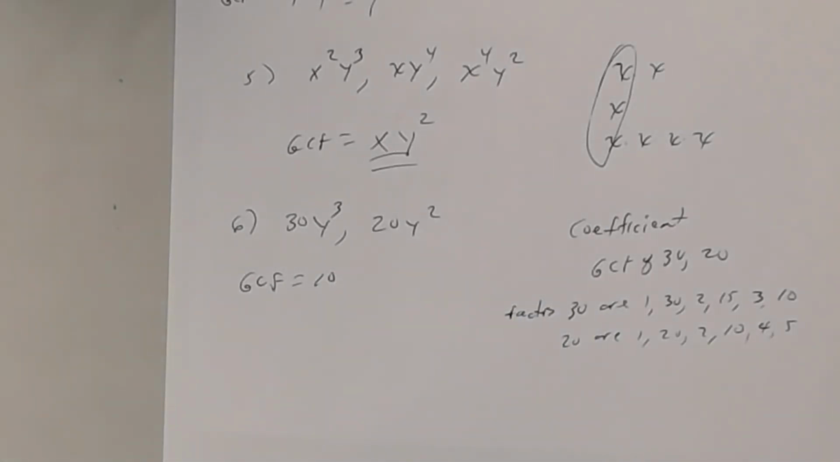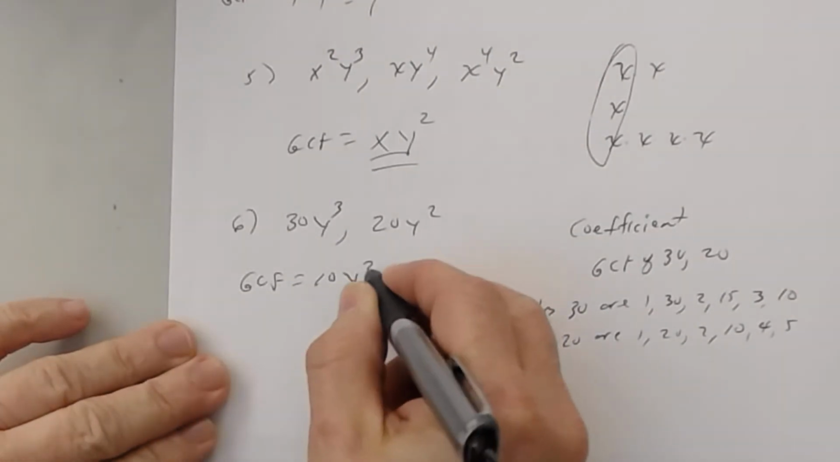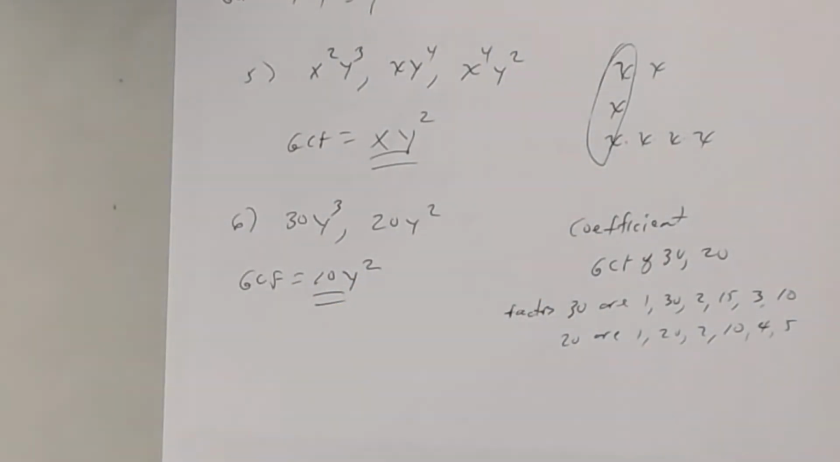Am I going to have a factor Y? Why? You didn't tell me why. You just said because. They both have Y's. That's what you had to say. They both had Y's in them. How many do I need? Two. Very good. So what's my GCF? 10Y squared. All right, good.